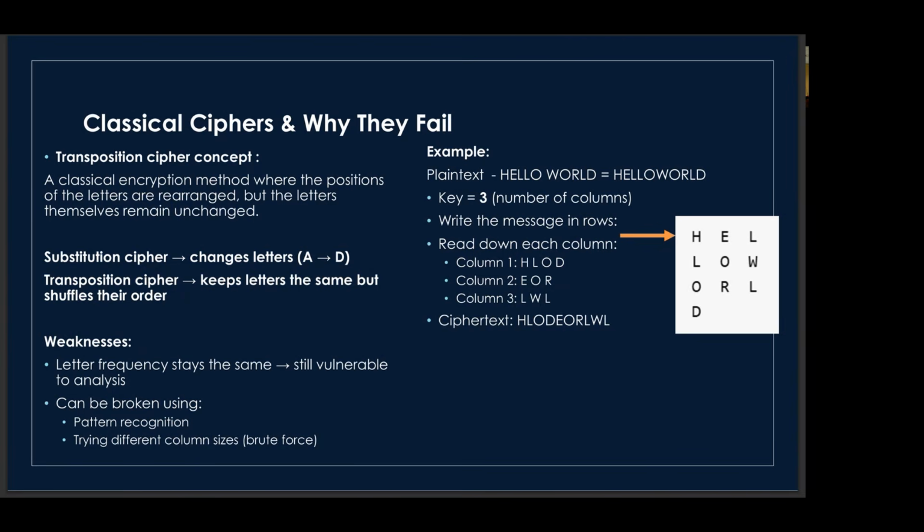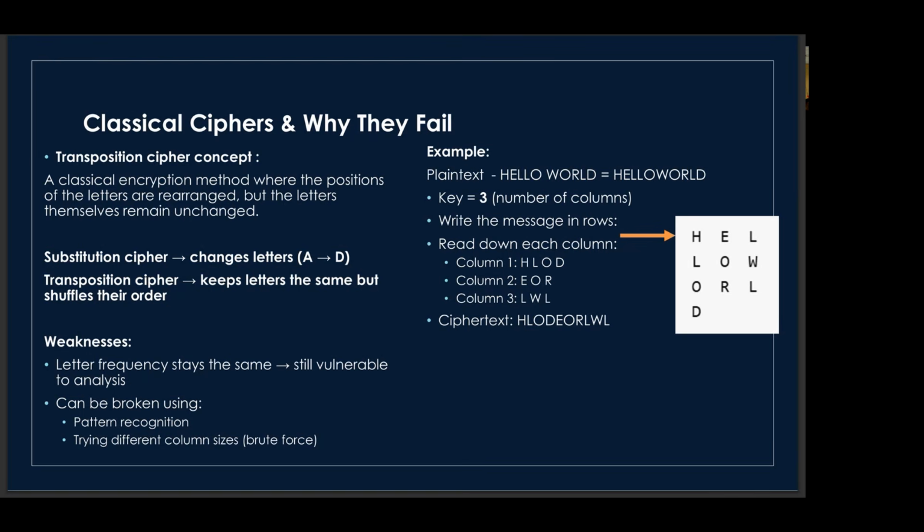Another part here, transposition, right? Other than substitution, we can also use transposition. Another method of classical cipher, but it still fails because it is easy to guess, easy to break. Here the position of the letters is rearranged, but the letters themselves remain unchanged. How do we do this? In substitution, we just change letter A to D, right? A, B, C, D, key 3. When the key is 3, they change to the next 3 letters. But for transposition, you keep the letters the same but shuffle their order.